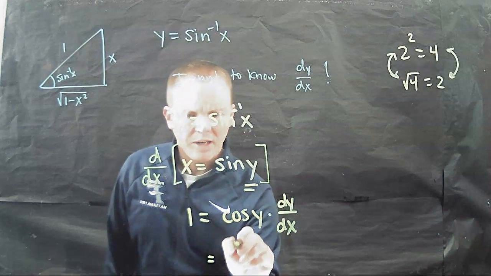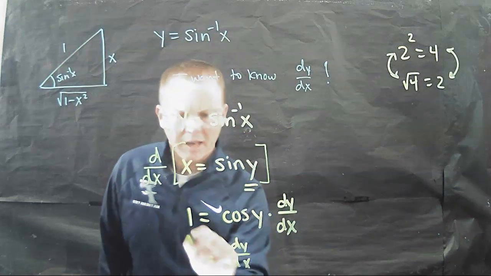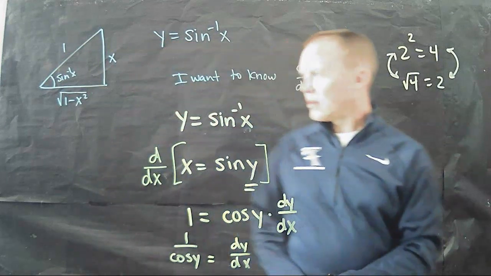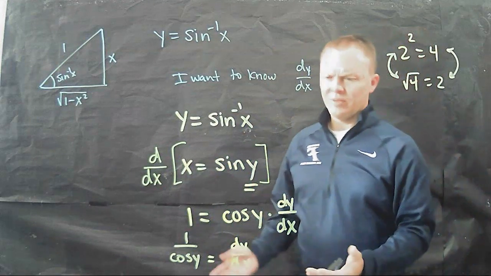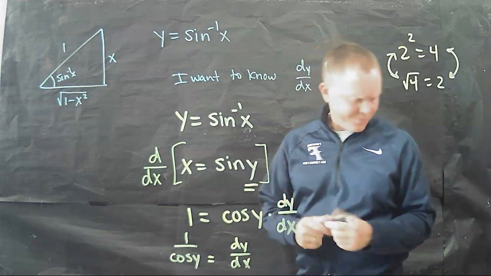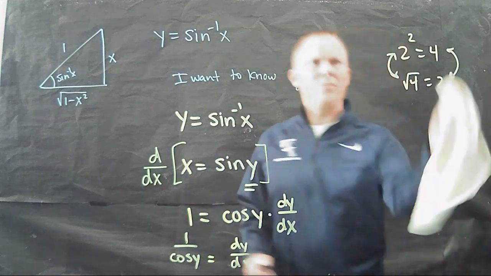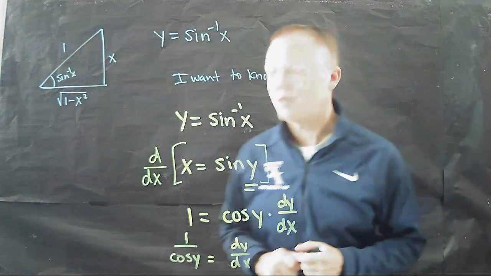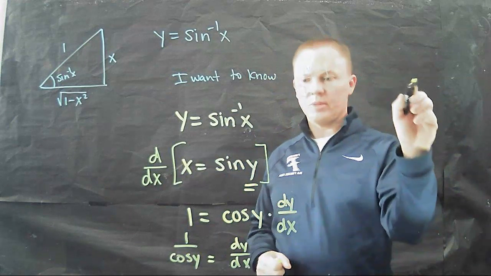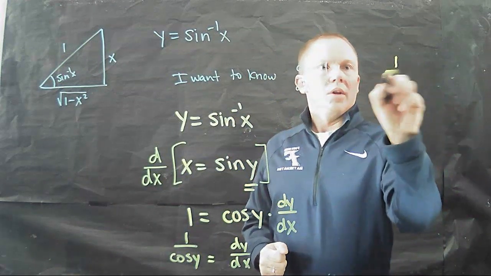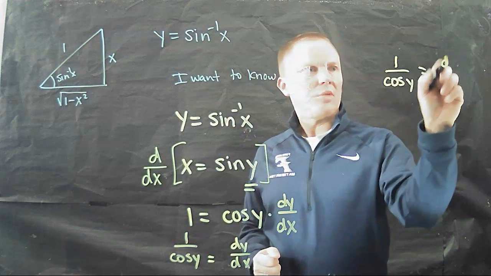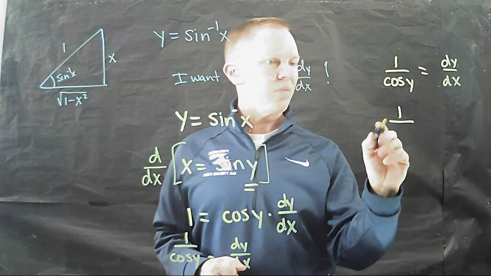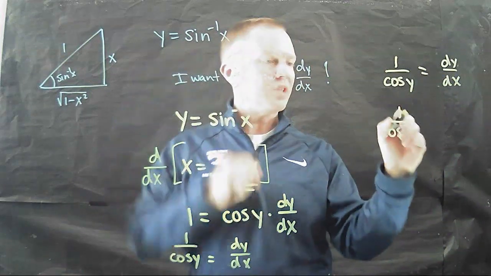So if I solve this for dy dx, I get 1 over the cosine of y, which isn't necessarily that convenient of a form. So maybe we'll change that up a little bit, and go back to that picture over there. I'm going to rewrite it over here: 1 over the cosine of y is equal to dy dx. And now, what was the cosine of y? Well, what was y? Y was the inverse sine of x.